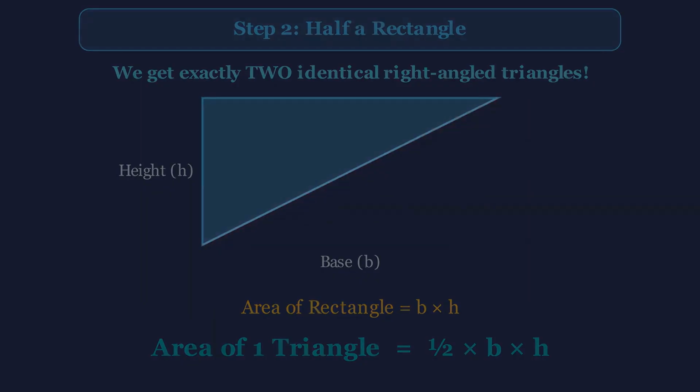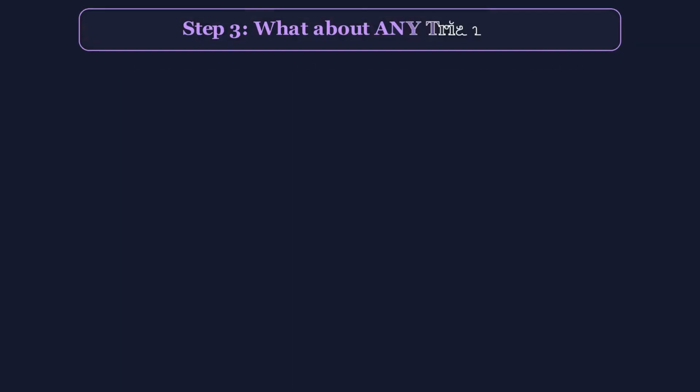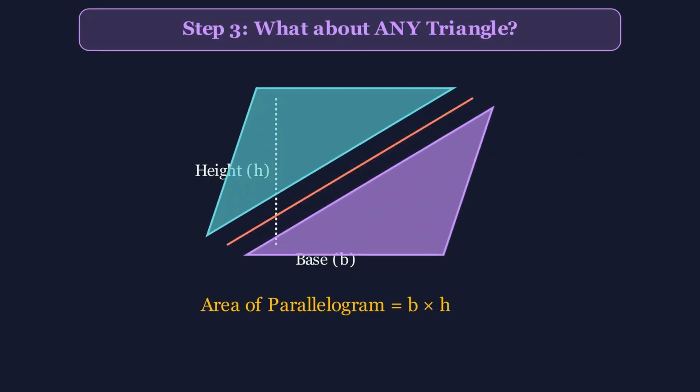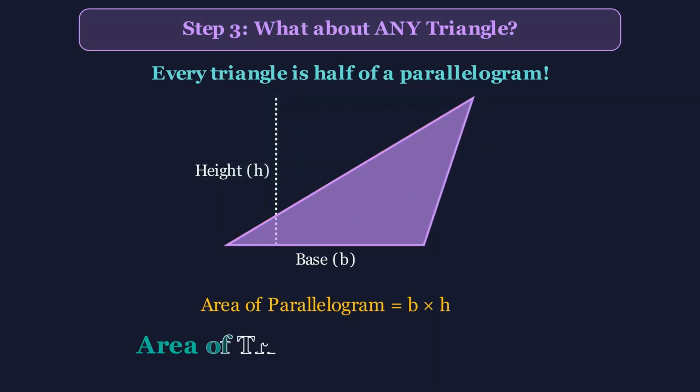Step 3. What about any triangle? Our rectangle only gave us a right angle triangle. What about all other triangles? Here is a parallelogram. Area is base times height. Draw a diagonal through it, and we get two identical triangles of any shape. So every triangle is half of a parallelogram, and the formula stays the same, 1/2 times base times height.